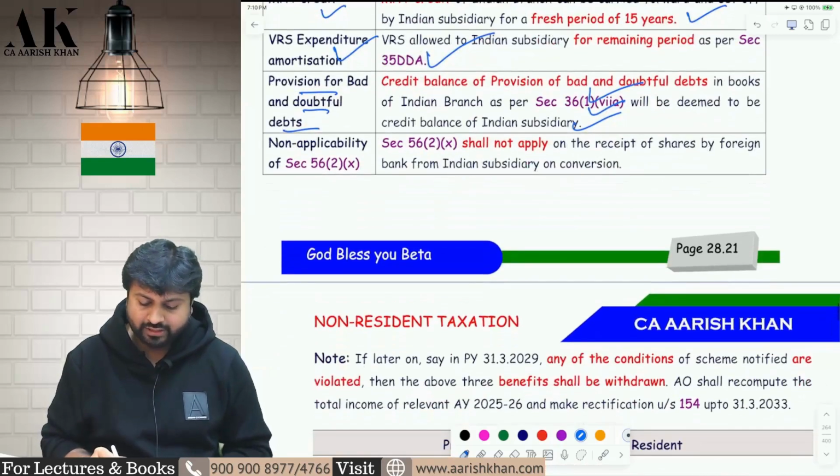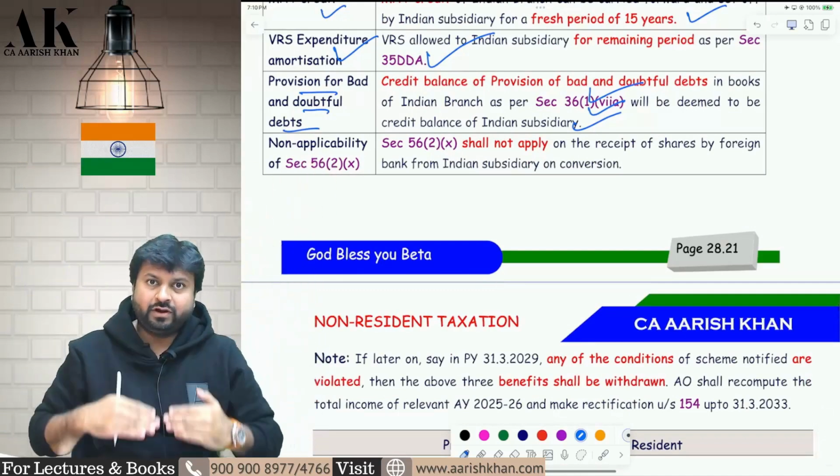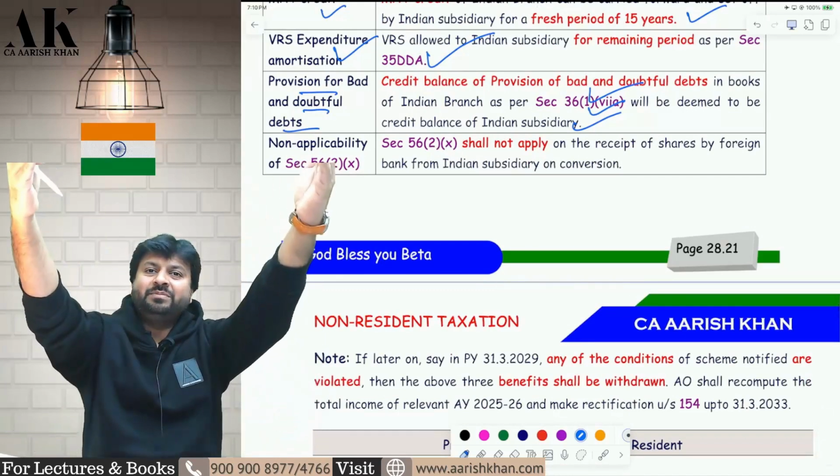Next but not last but not least, there is a foreign company for which there is a subsidiary in India, and that foreign company will be getting shares.